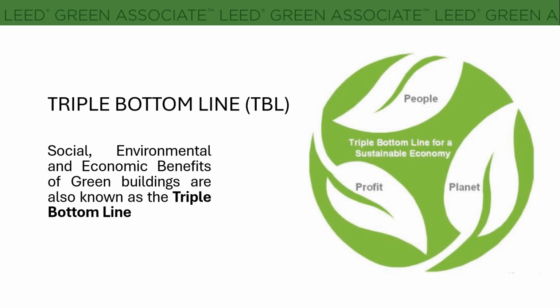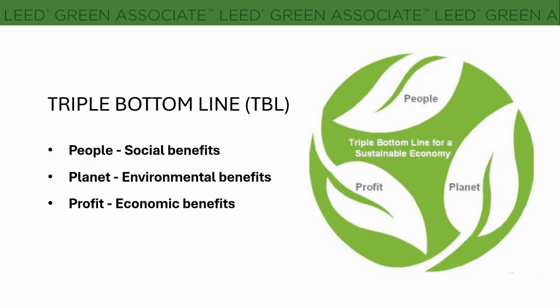Social, environmental, and economic benefits of green building are also known as triple bottom line, and it's shortened as TBL. Green building evaluation is based on their impacts on people, that is social benefits, on planet, it will be the environmental benefits, and for profit, it is economic benefits. LEED certified projects achieve these three goals of sustainability, and that is how we define a green building.